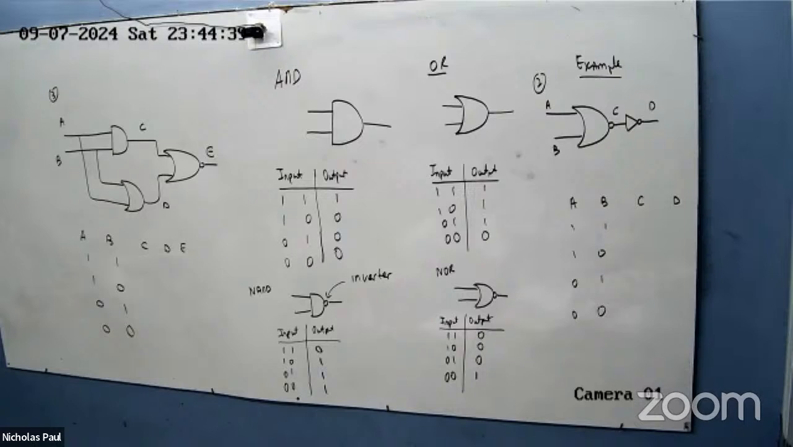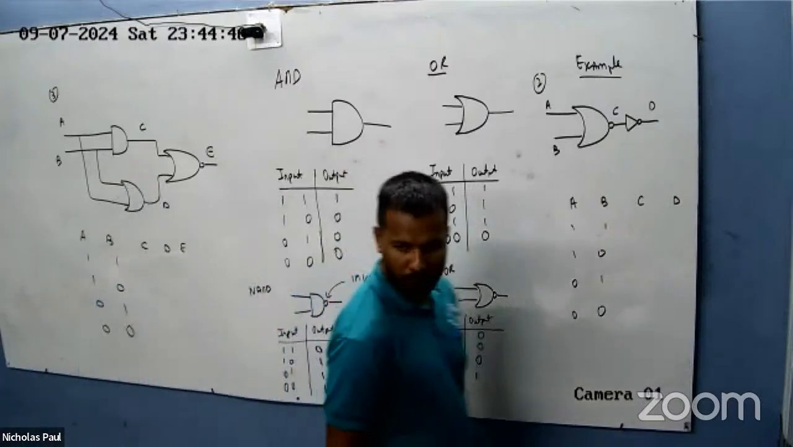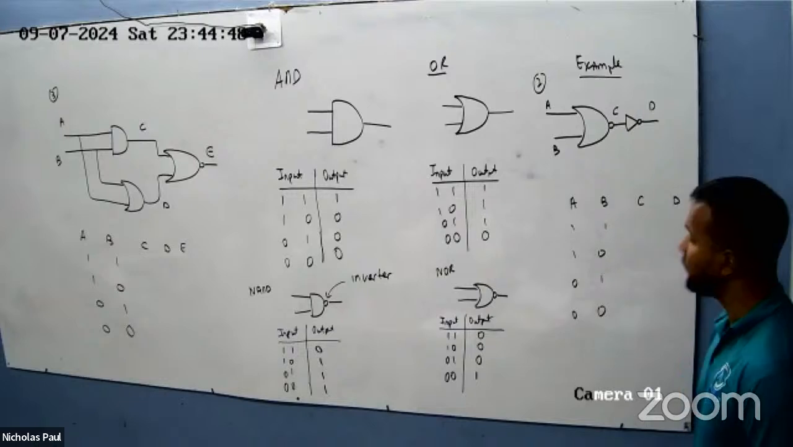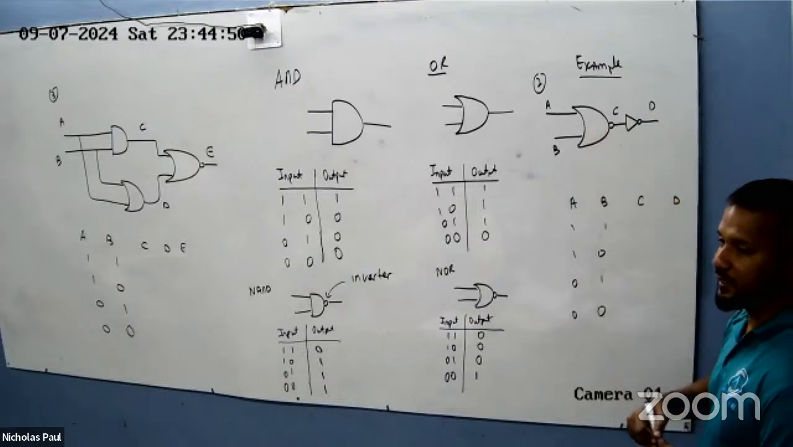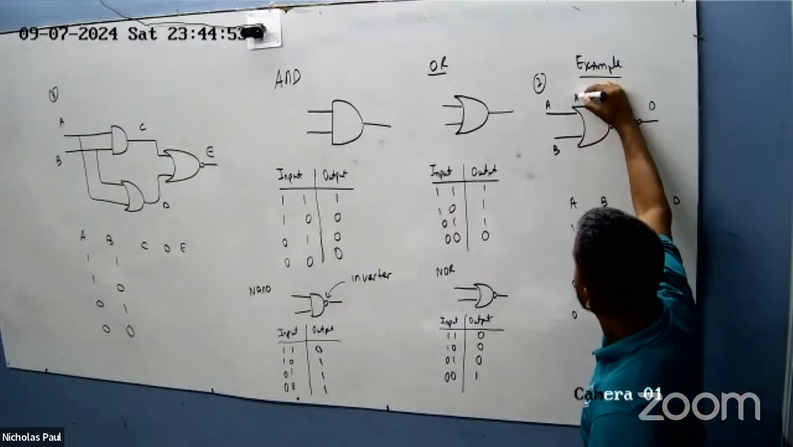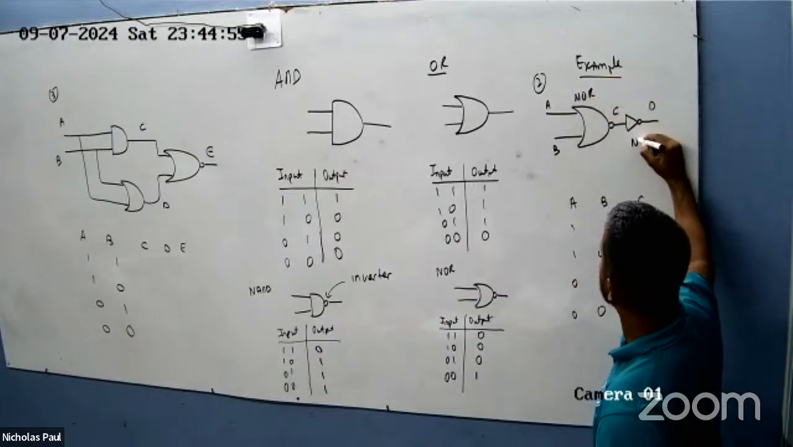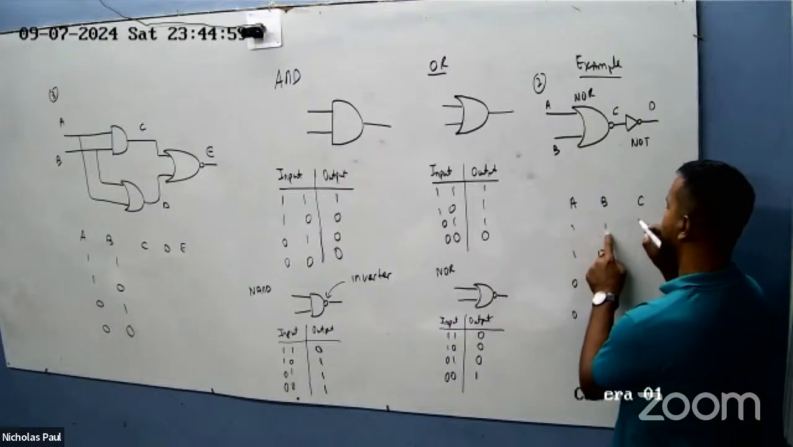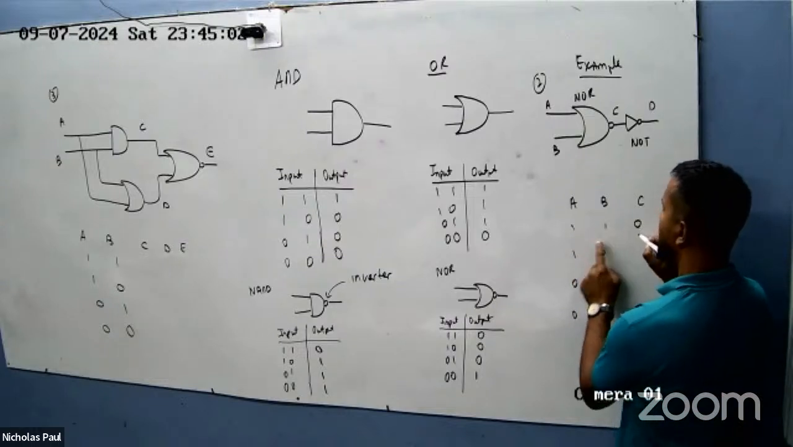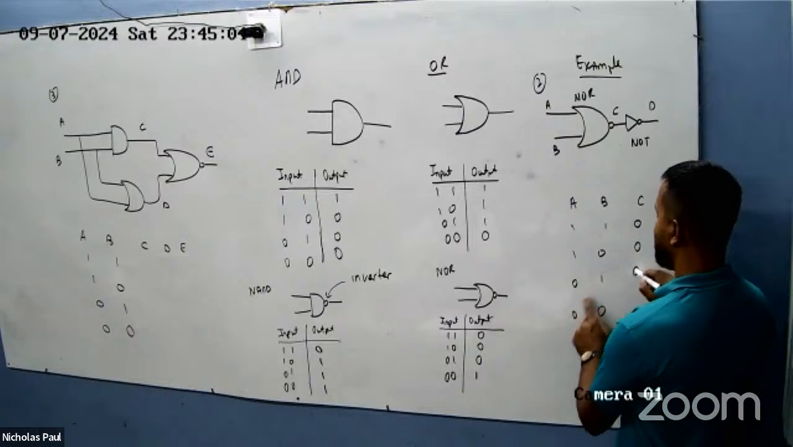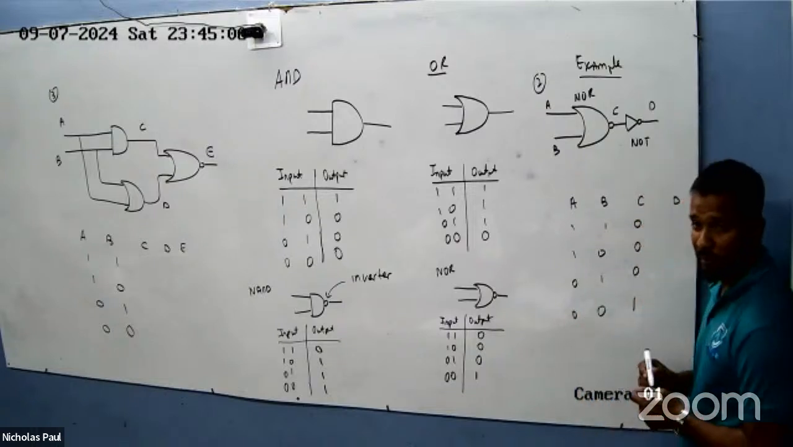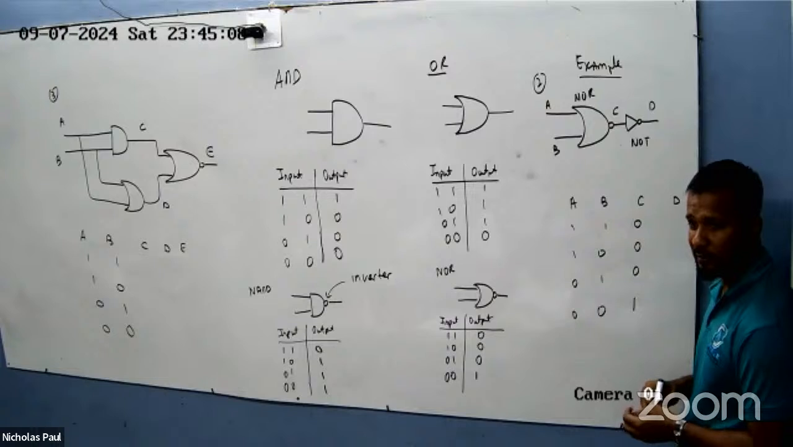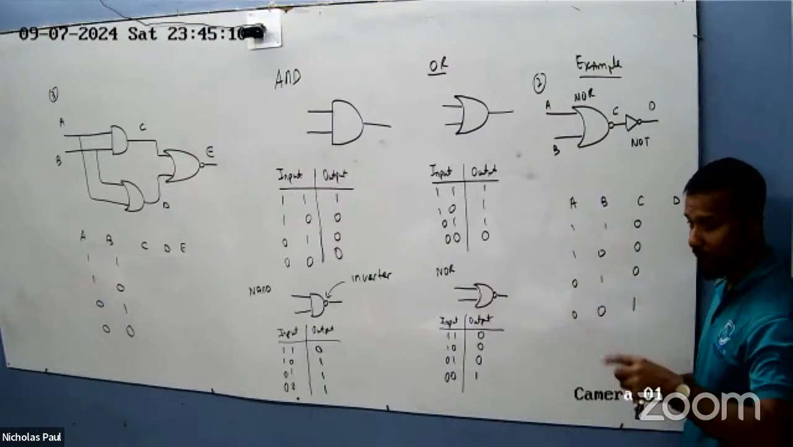Right, let's check out number 2 first. What type of gate is this? A NOR, and this is a NOT. So 1 entering a NOR gate is 0. 1 0 is 0. 0 1 is 0. 0 0 is 1. Are you okay with that?